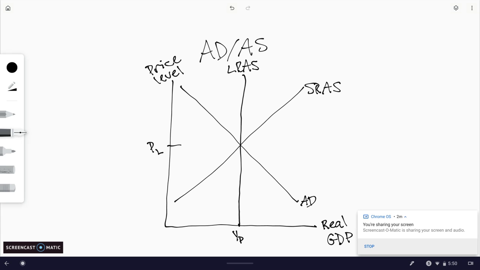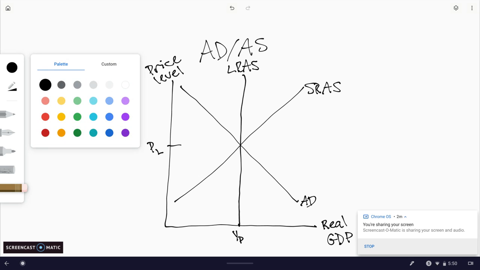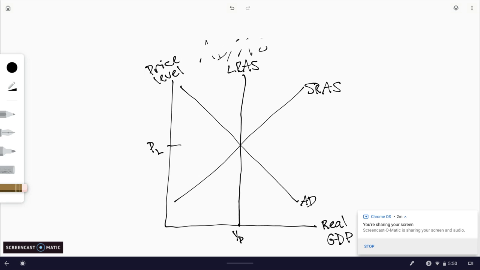Sorry, I couldn't find my eraser for a second. That was not good. So I'm going to erase just these things because I'm still going to use the same basic structure for the next graph.